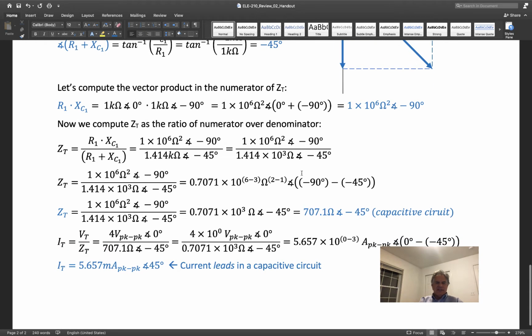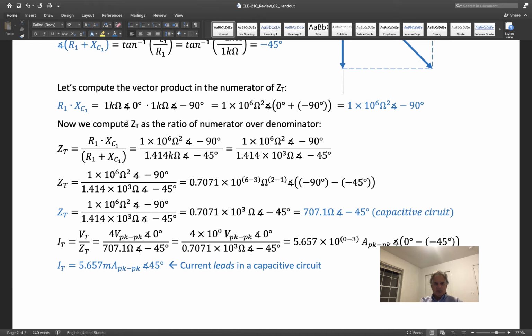So now we get the numerator. We have to multiply these together. So I got 1 k ohm at 0, that's the resistor, times 1 k ohm at minus 90 gives me 1 times 10 to the 6, because these k ohms are 10 to the 3. So when you multiply a k times a k, you're going to get 10 to the 6. The ohms units are going to be squared, and the angle will be, because we're multiplying, 0 plus a minus 90, and the result will be 1 times 10 to the 6 ohms squared at minus 90 degrees.